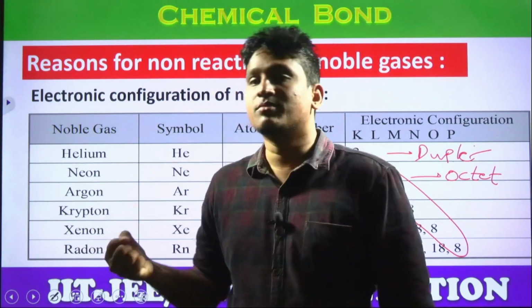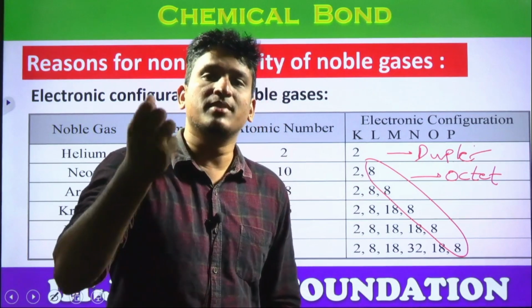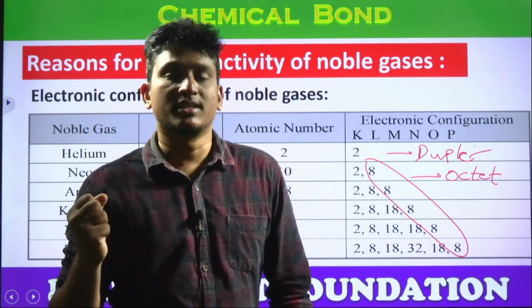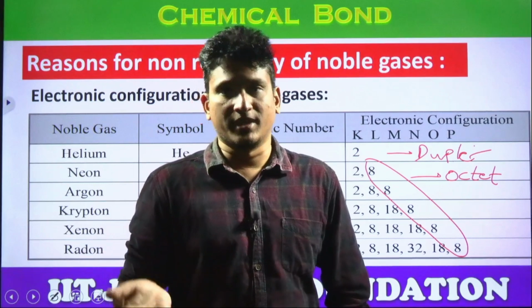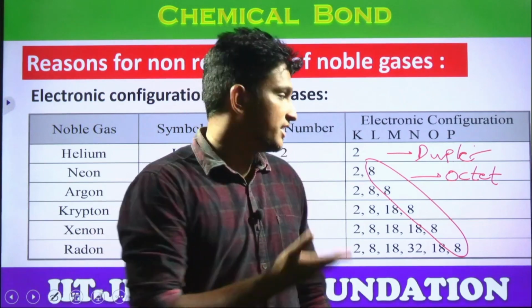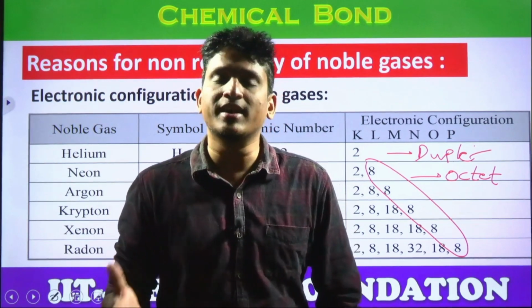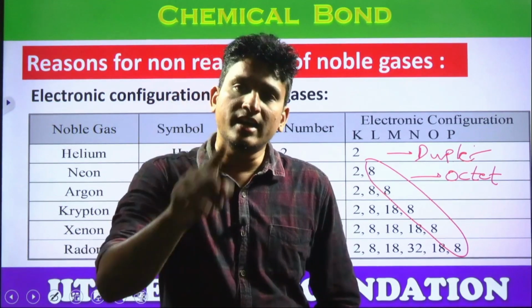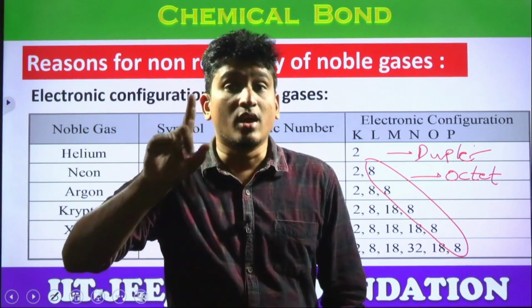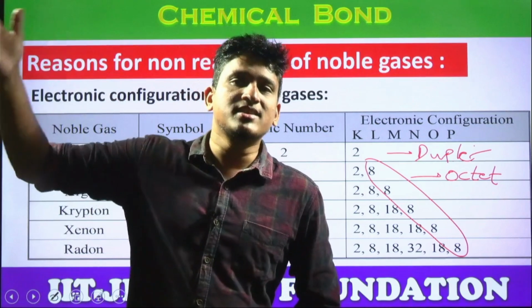This gives the stability, this gives the unreactivity. Stability means unreactivity, or least reactivity. Students, stability means what? So why are these elements stable, why are they unreactive? They already have 8 electrons. And now the main point: why are other elements reacting?